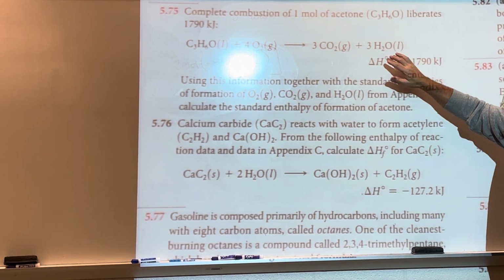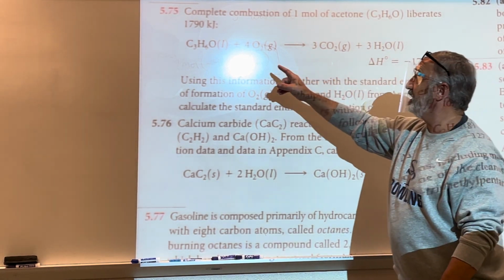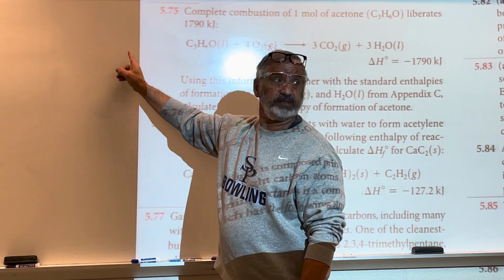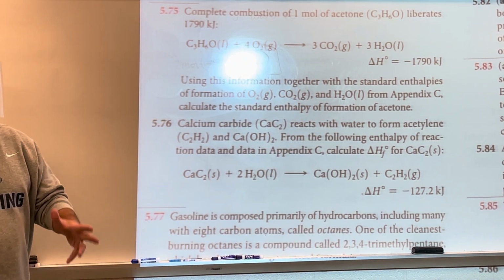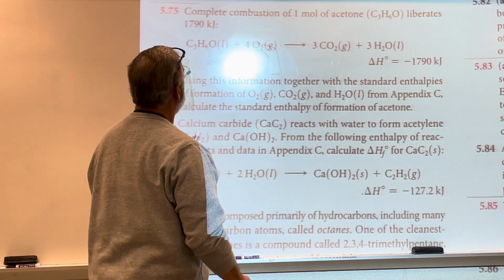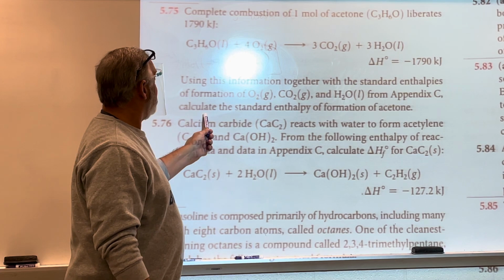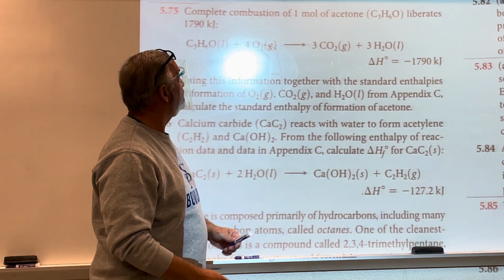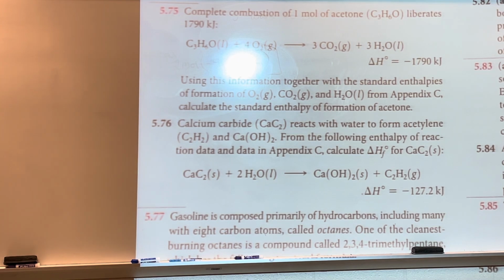Now, if I was going to write it into the equation, where would I put the 1790? On the product side. If it was positive 1790, we write it on the reactant side. So we just need to understand those basics. So using this information with the standard enthalpies of formation from Appendix C, calculate the standard enthalpy of formation of acetone.